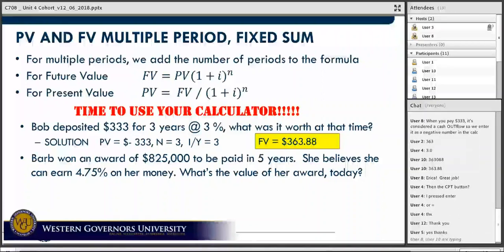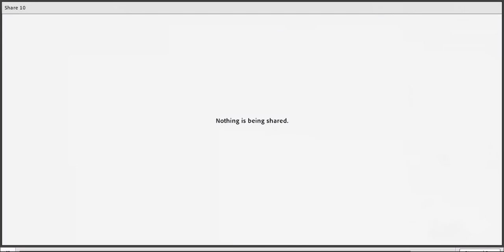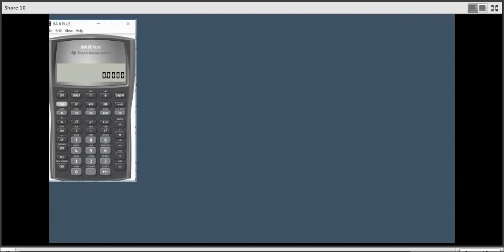So let's see, pods, share, add new share, share 10, okay. I'm going to move this share pod over, and I know that it's probably right in front of everything. And I'm going to share my screen, which allows me to share the BA calculator. And I've got that. Can everybody see the calculator now? You should all be able to see the calculator.